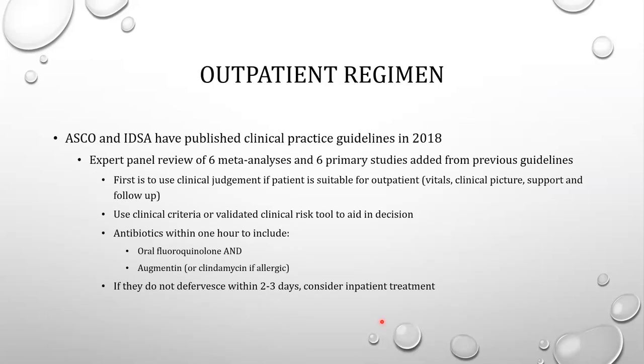For an outpatient, they actually have pretty good clinical guidelines. The ASCO and the IDSA published clinical practice guidelines in 2018. There was an expert panel review of 6 meta-analyses and 6 primary studies that were added from the previous guidelines. The number one thing they say is use your clinical judgment. If the patient doesn't look good, if they're too hemodynamically unstable, if they don't have support or follow-up, this is not a patient that should receive an outpatient regimen. They also recommend using the MASCC score or other clinical criteria to help aid in your decision.